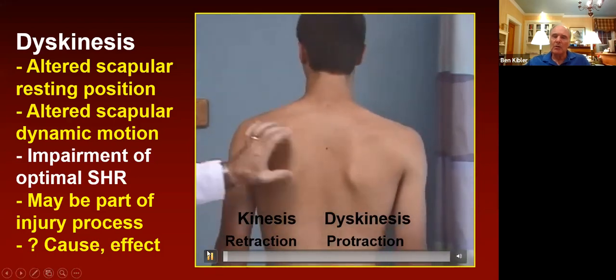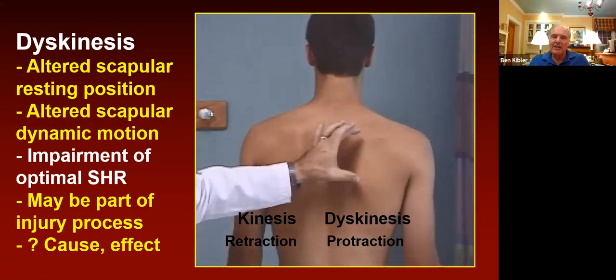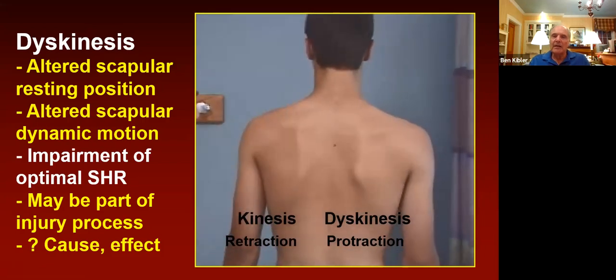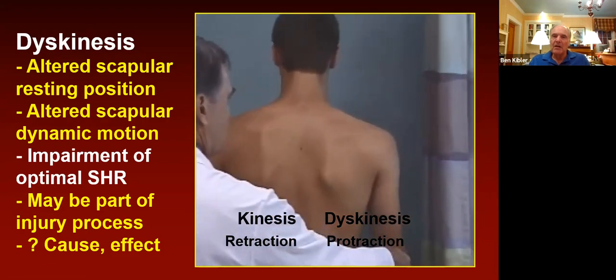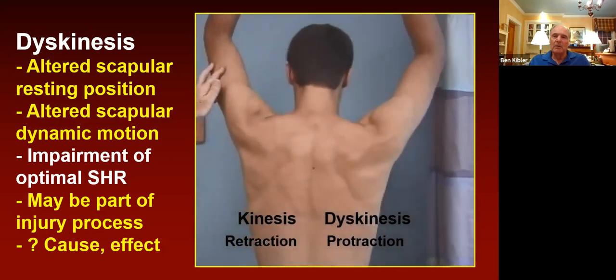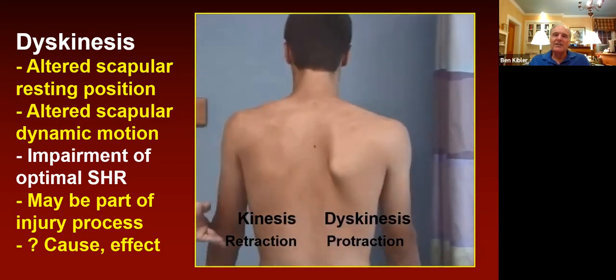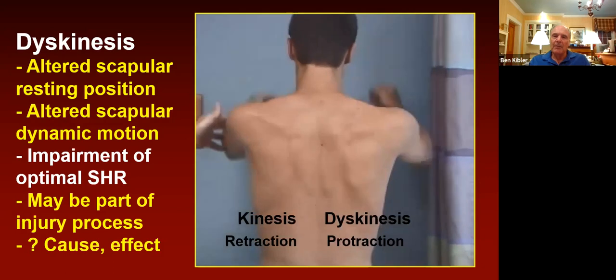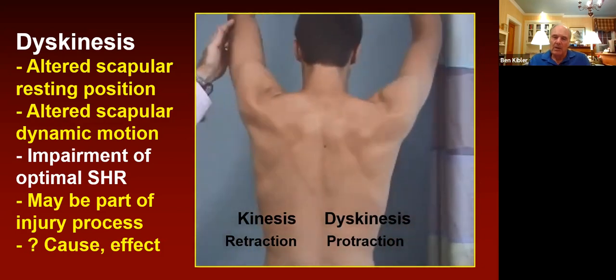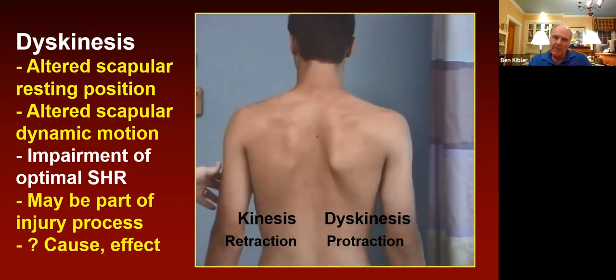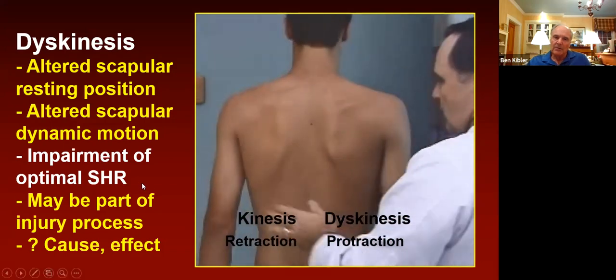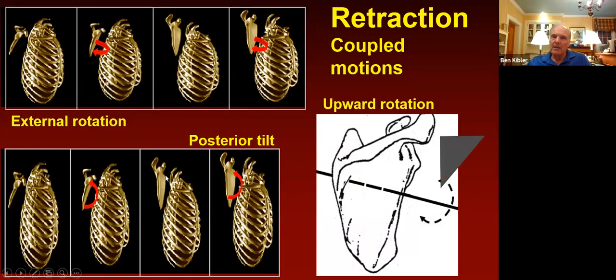So in general, this is what you'll see. On the left is normal, and on the right is dyskinesis. So you've got kinesis on the left, dyskinesis on the right, retraction, protraction. You can see the resting position of the inferior medial border, and you see the obviously asymmetrical motion of the scapula. This is an observation. You see this and say, yeah, he's got scapular dyskinesis. I say, oh, well, what's the big deal about it? Well, we're going to find out.